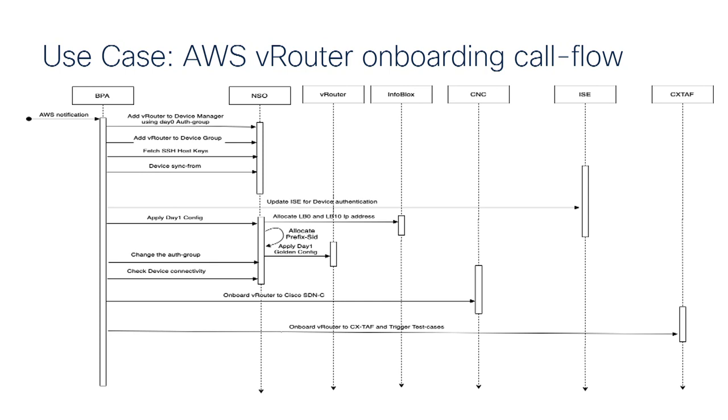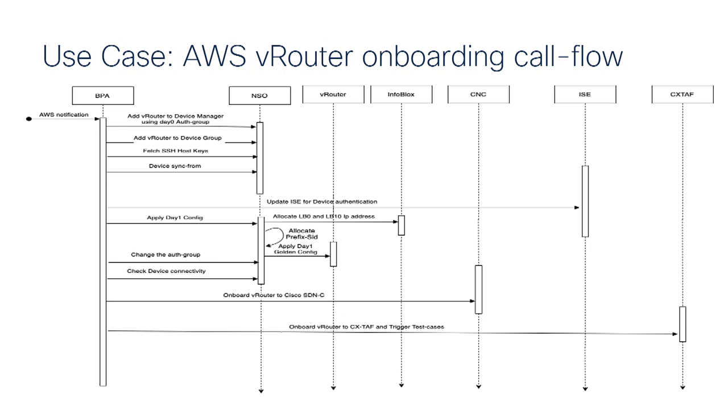Then as part of this day one config, it needs loopback 0 and loopback 10, which we are going to get from the Infoblox. So it queries the Infoblox subnet based on the region, and then gets that particular IP address for loopback 0 and loopback 10 from the container. It also allocates the prefix seeds for that vRDS. And finally, it pushes the day one config to the NSO, right? So the day one config gets pushed out.